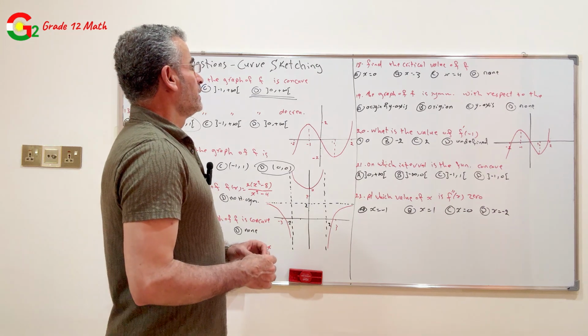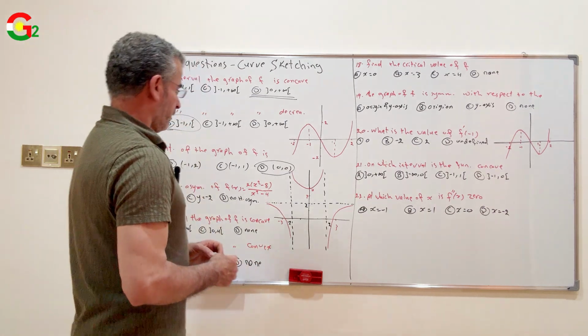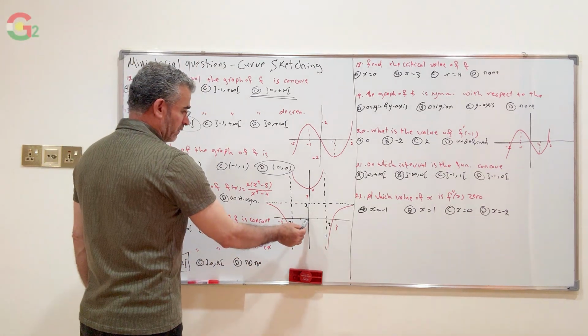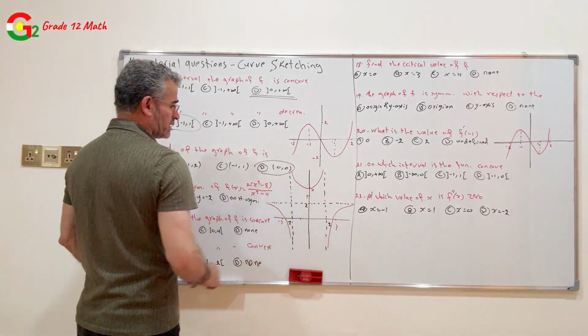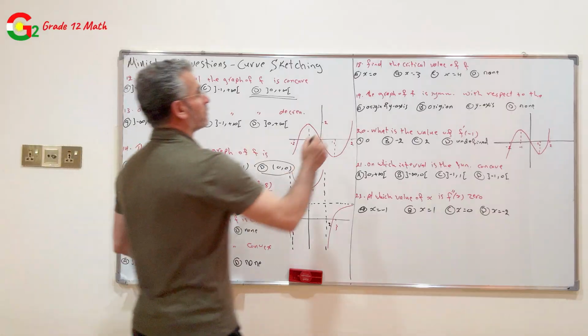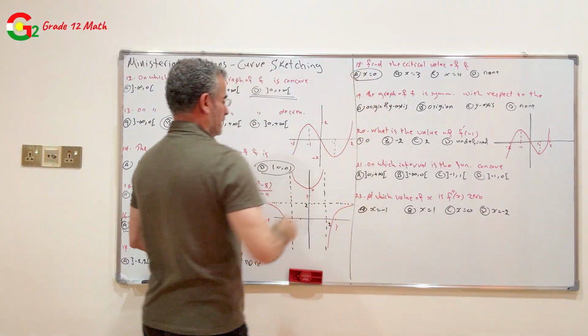Question number 18. Find the critical value of f. We have only one critical value of f at x equal 0. The critical point is 0, 4. Therefore, the right choice is A.